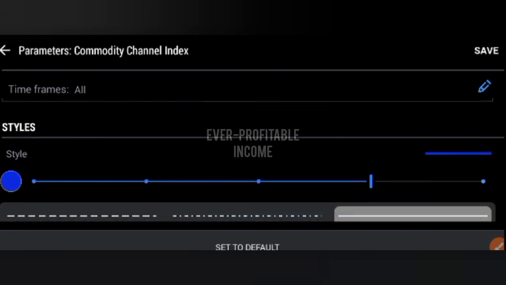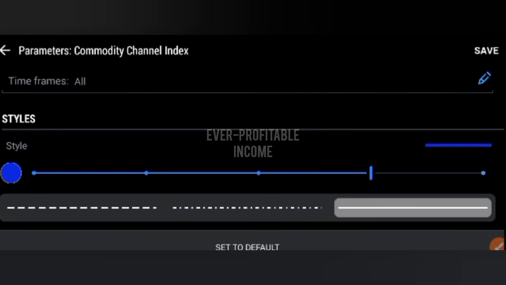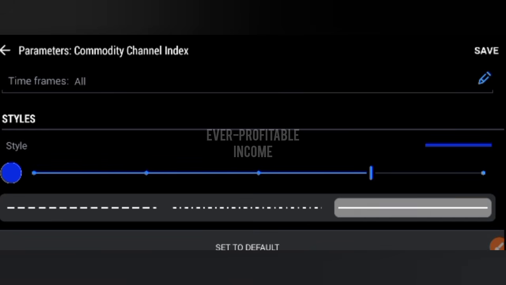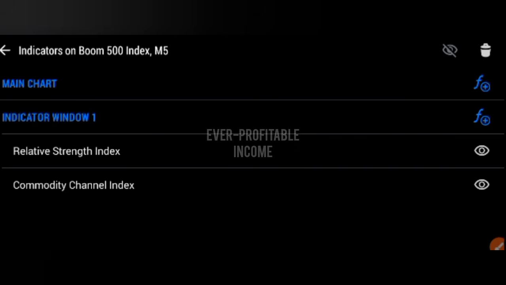Then the style, you can choose any color of your choice and make the line thick so you can see it clearly. It might not be showing very well, so if you want it to be very obvious, make it thick at this third one. After that, that's just the setting, very, very easy. Then you click on save.